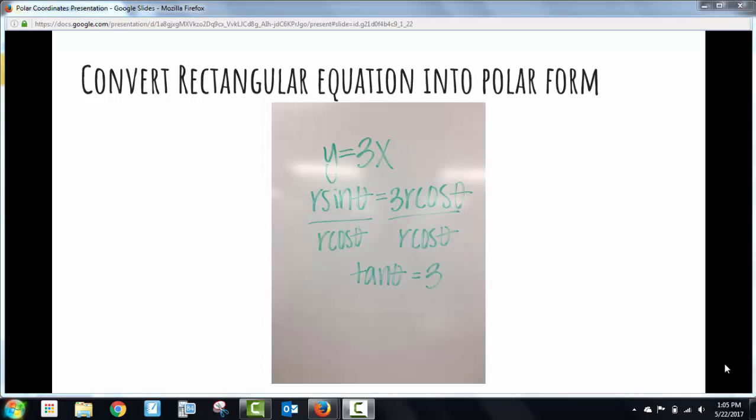Converting rectangular equations into polar form. You change the y to r sine of theta, and you change x to r cosine of theta. Then you divide by r cosine of theta, and it cancels out the r and the cosines, and you're left with sine over cosine, which is tangent, so the answer is tangent of theta equals 3.